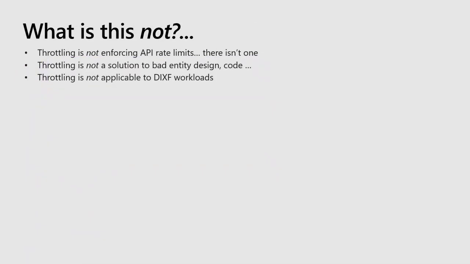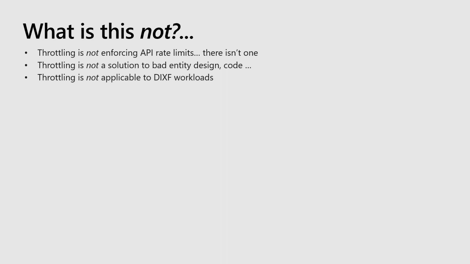So equally important for us to understand is what throttling is not. I think the first and foremost thing is that throttling is not enforcing any API rate limits. Throttling is not here to say that, sorry, you are sending 100 requests per hour or 100 requests per minute, you cannot do that anymore. That is not the objective of throttling. That is not the intent of throttling.